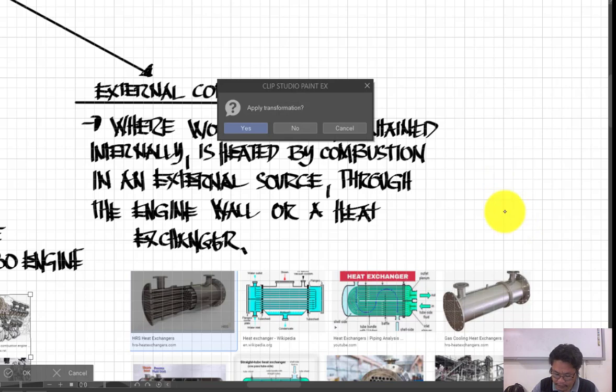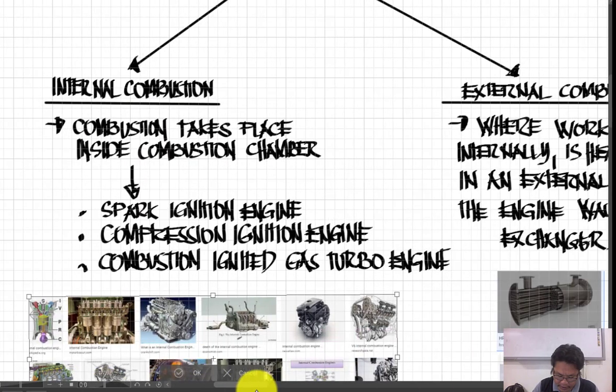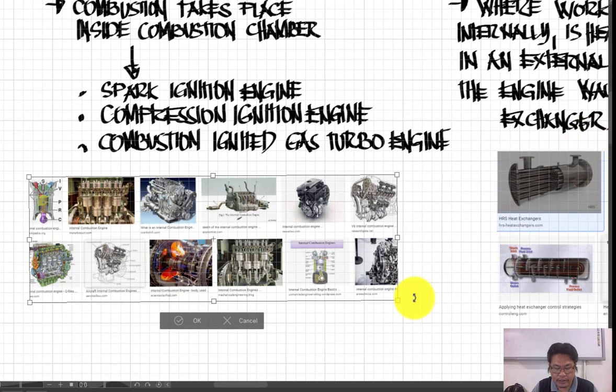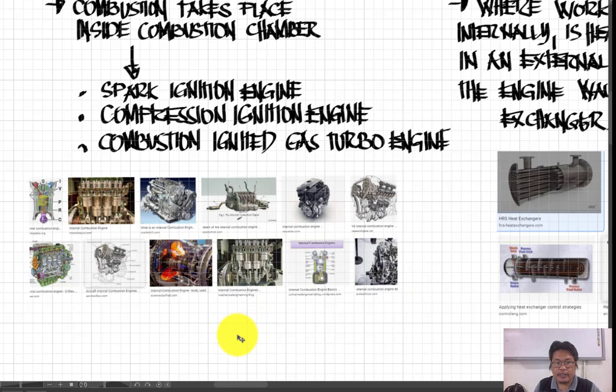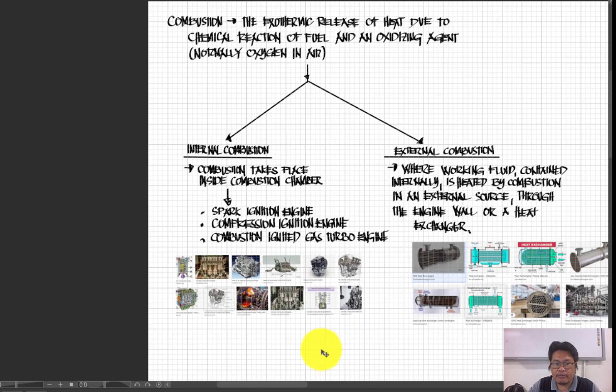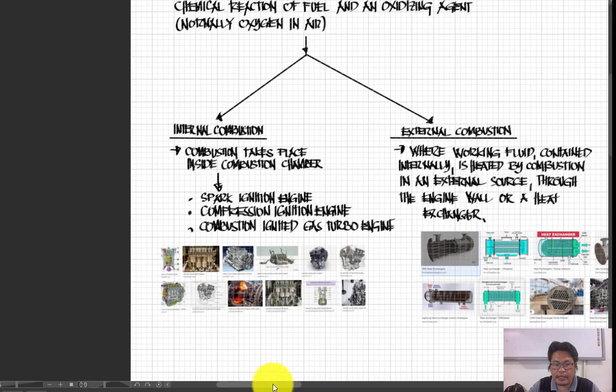Then for the sample of your internal combustion engine, all of you are very aware of what an internal combustion engine looks like, since it was taught in your Thermo 1. It is already discussed in thermodynamics, and also the gas turbine. This is a form of internal combustion, where the combustion takes place inside. Those are the samples of the types of combustion that we have, internal and external.